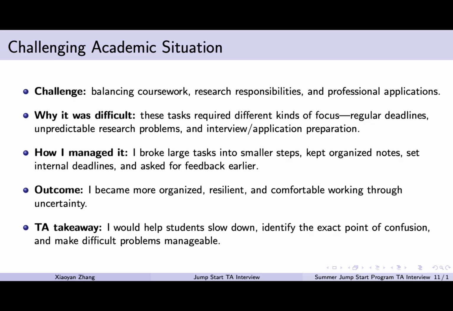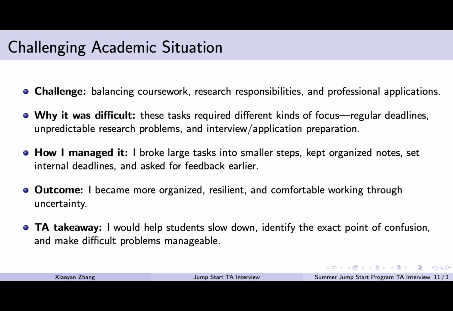One challenging academic situation I faced this past year was balancing coursework, research responsibilities, and also professional applications at the same time. I think the most difficult part was that these responsibilities required different kinds of attention. Coursework had regular deadlines and required me to keep up with readings, assignments, quizzes and exams. Research work was less predictable. I often had to work with complex and messy datasets, and the problems were not always straightforward.